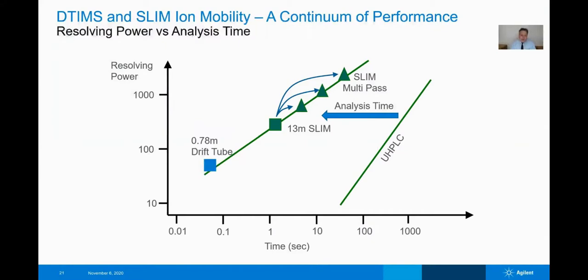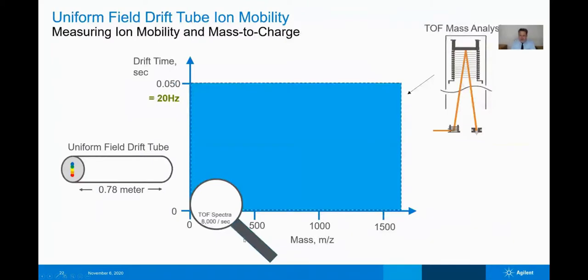Now let's add on the drift tube technology, and we see that with a shorter drift length compared to the 13-meter path, we also get a lower resolving power. Typical resolving power between 50 and 55 for singly charged analyte. But we also notice that it happens at a rather short time scale. This is down at around 50 milliseconds. Okay. So with that, that measurement system is very similar to what we just saw with the SLIM.